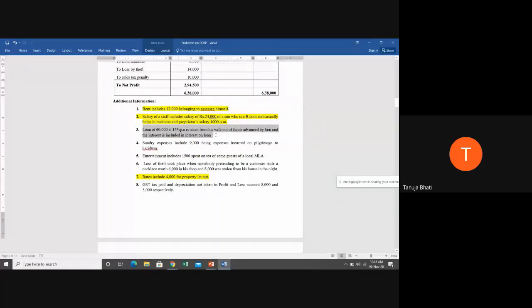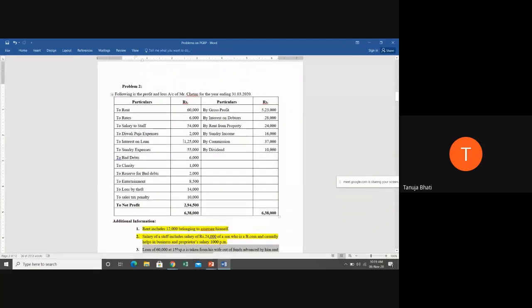So point number 3, a loan of 60,000 at 15% per annum is taken from his wife out of the funds advanced by him, and the interest is included in interest on loan. So what they are telling here is, this interest on loan also has an interest which he is paying to his wife, on the 60,000 amount the wife had given him, and 15% per annum is the interest that the wife is charging.